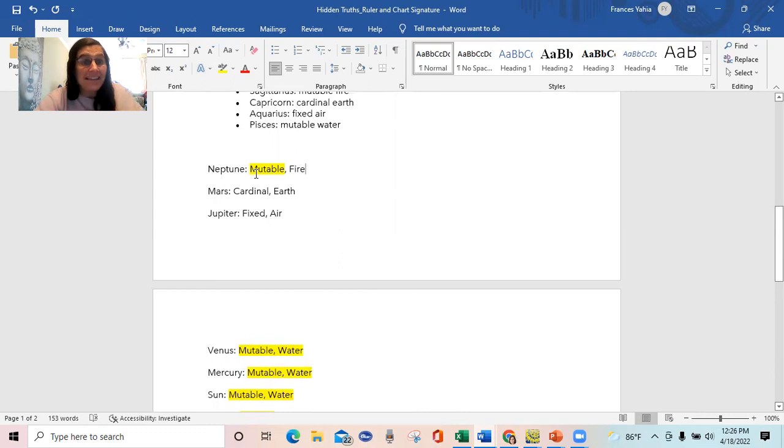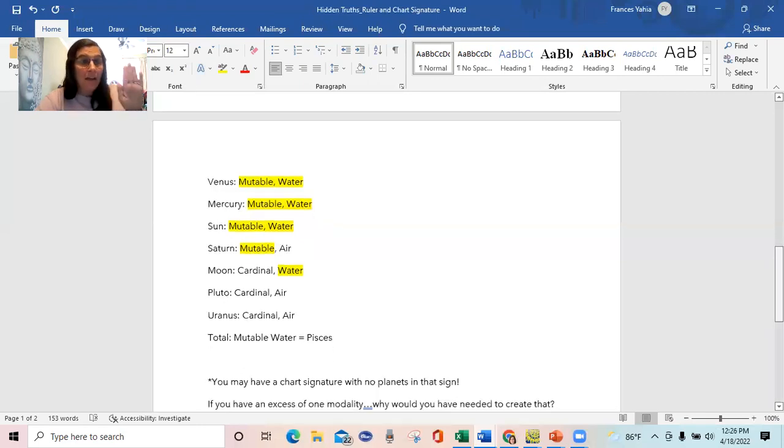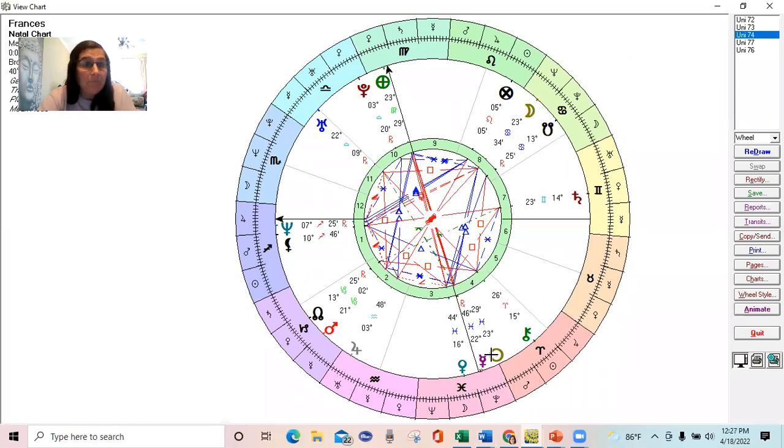Now I count up just the elements, and I've got 1, 2, 3, 4 in water. So I've got 5 mutable cross, 4 mutable water. That's my plus combination, my largest combination. These 2 tell me what my chart signature is, and it's Pisces. Now, in my case, I happen to have a stellium in Pisces. This is going to be the crux of where I view the world as it is.